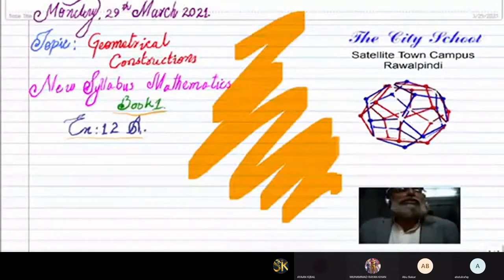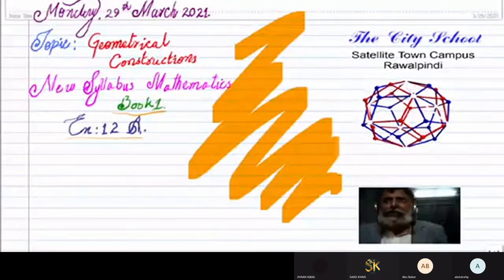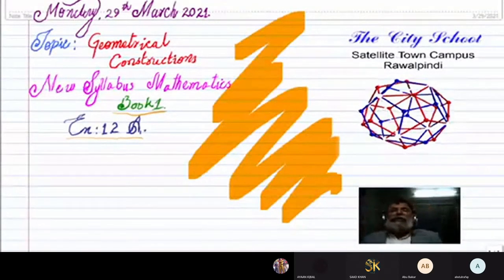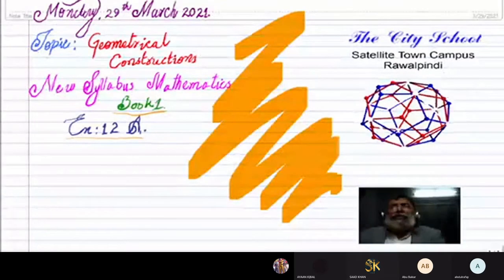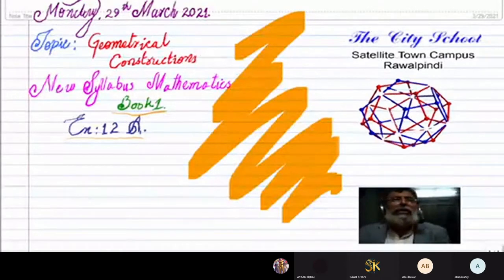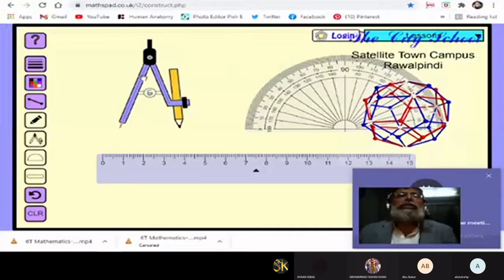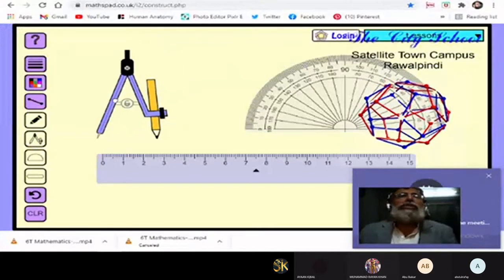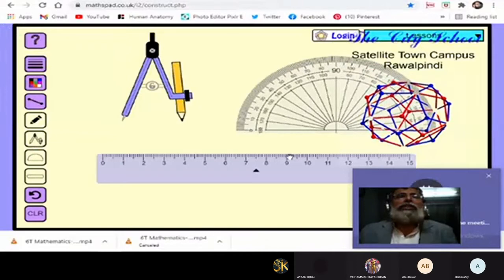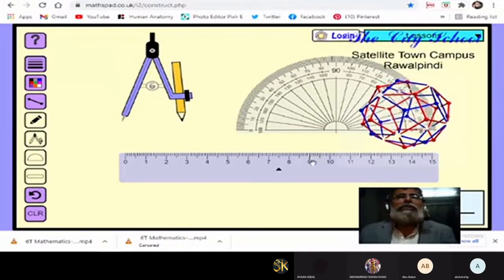Geometrical construction. The book is Book 1, Exercise 12, Exercise 12A, and we'll be covering the questions of that exercise. Now, how will we be doing it? Before this, I would like you to know the requirements. The requirement is that these are geometrical construction tools. A compass is required, a protractor or D is required, and a ruler or scale is required. So these are the things which we need.